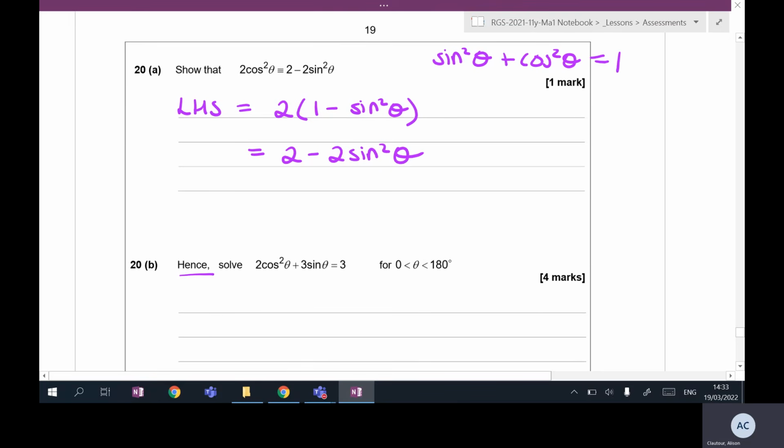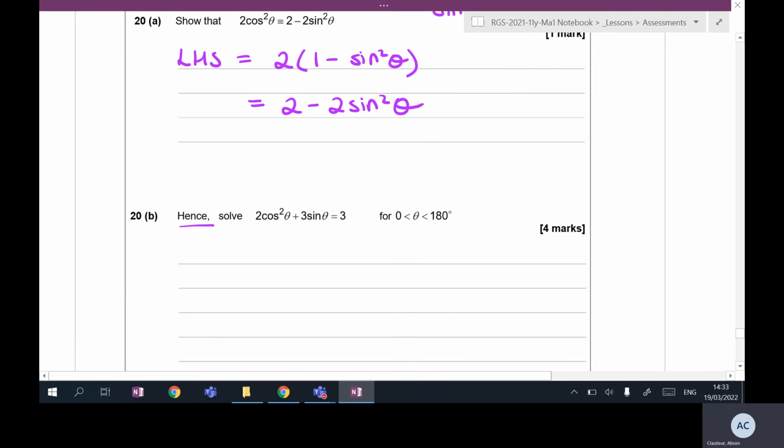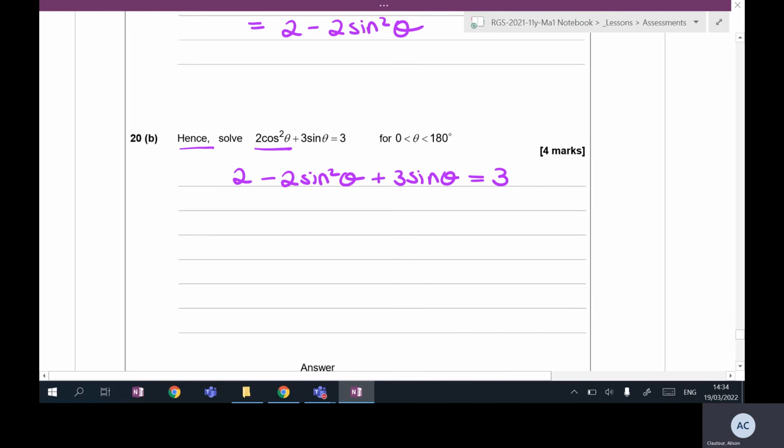Okay, when it says hence, it normally means use the previous part of the question. So because you've said hence, we have to use that part up here. So this 2 cos squared, I'm going to replace with 2 minus 2 sine squared theta. Okay, and then I've got a quadratic, so I'm going to put everything on one side. So my 2 sine squared is going to go over to the other side. My 3 sine theta is going to go over to the other side. And my 2 is going to go to the other side to make +1.